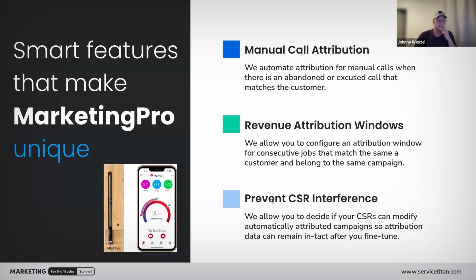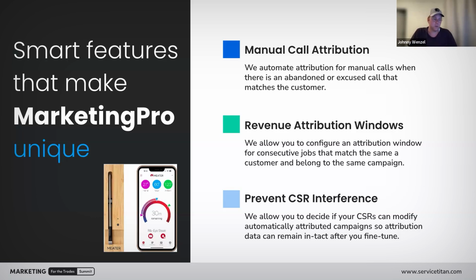We also have this one feature that can prevent CSR interference. What we've seen sometimes is a call will come in with the campaign, and then the CSR will change that campaign based on what was said. Sometimes that can be helpful, if maybe it came from Google Organic, but then they say, I saw your yard signs out there. Okay, that's a valid marketing source, and that's their perception of it, so maybe that's more accurate.